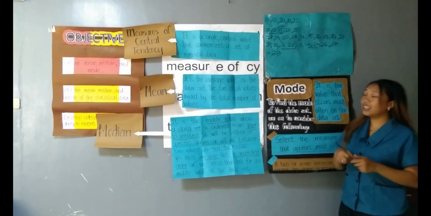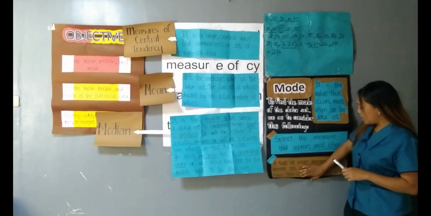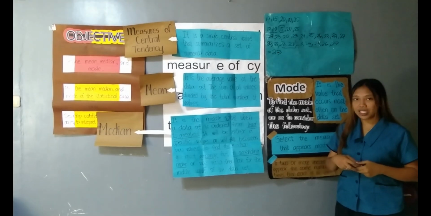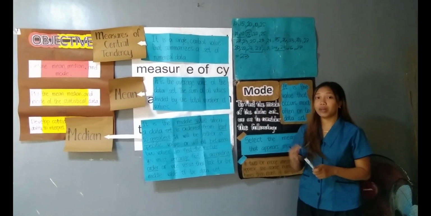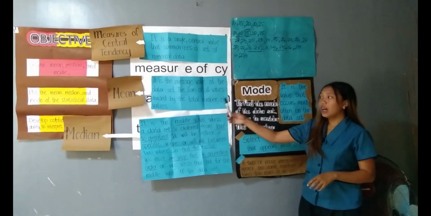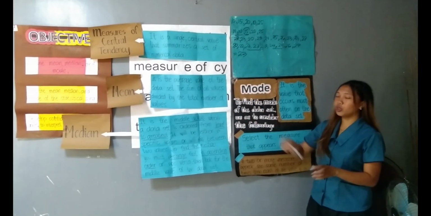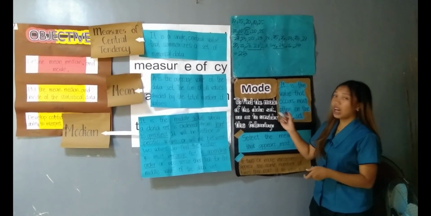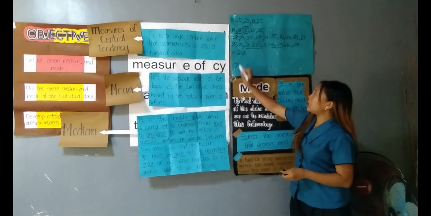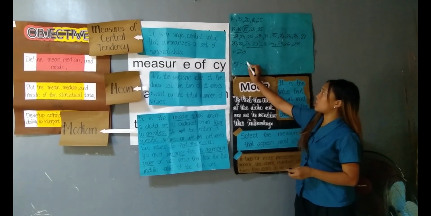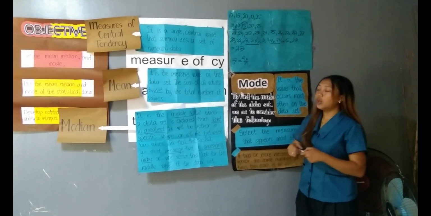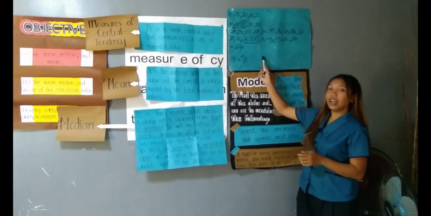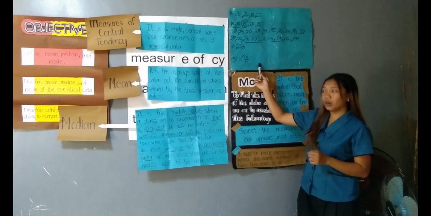Okay, now gets na? Okay, that's our topic for today. Any questions? So, recap. We will have the measures of central tendency, and it has three common measures, which are the mean, median, and mode. So, to get the mean, we have the formula of mean is equals to summation of x over n, which we will add all our data and divide it into the total number of values.